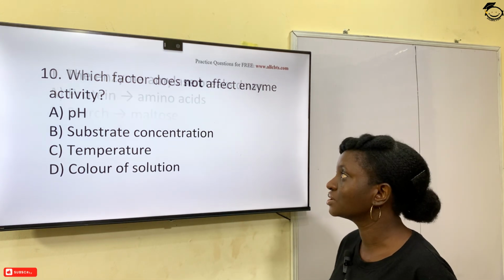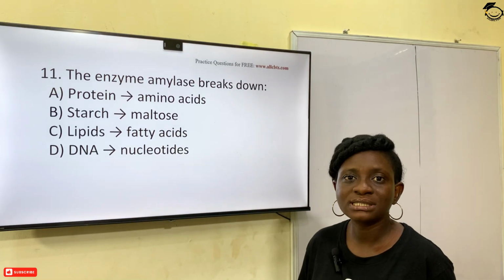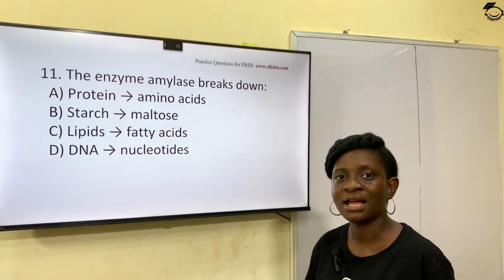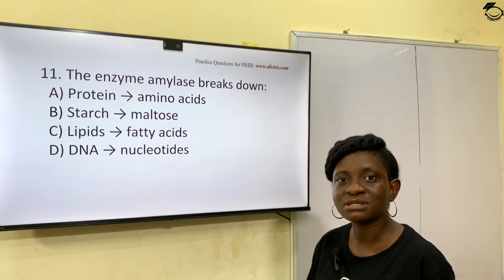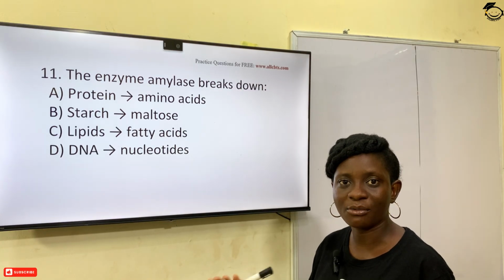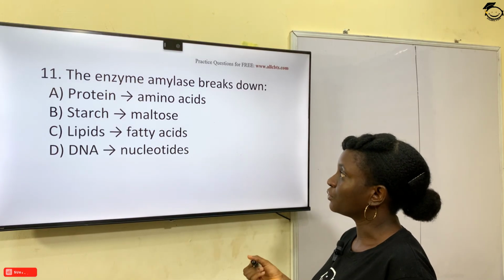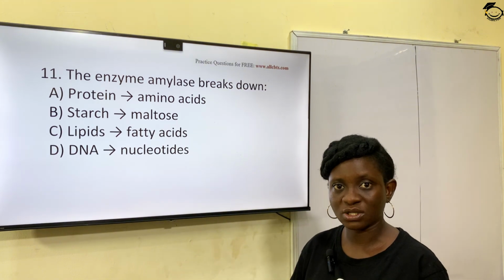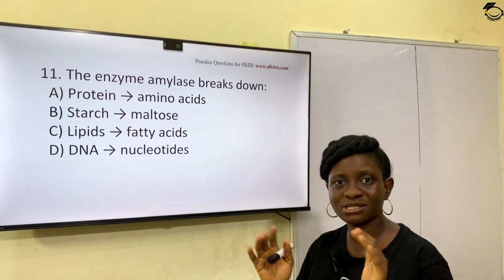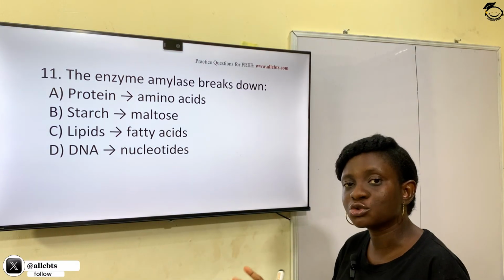The next question, 11. The enzyme amylase breaks down. So what is enzyme amylase? Amylase is an enzyme present in the saliva. This amylase is responsible for hydrolyzing, that means breaking down, carbohydrates, which are complex molecules, into simple sugar forms. So you have a long chain. Carbohydrate is a complex molecule, while glucose is simpler. It breaks something that is big into smaller units.